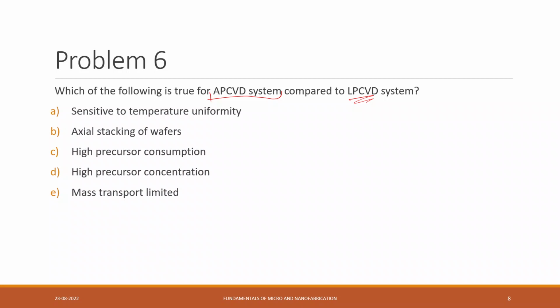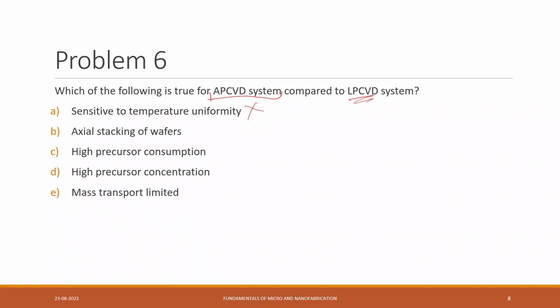So here we see the first option, that is sensitivity to temperature uniformity. In APCVD systems, they are dependent on reaction rate. Because as the pressure is higher, diffusion is not an issue here. So sensitivity to temperature uniformity is not there. So it is reaction rate limited.